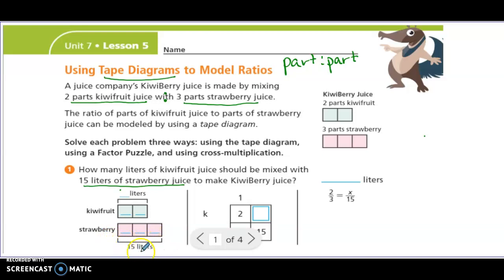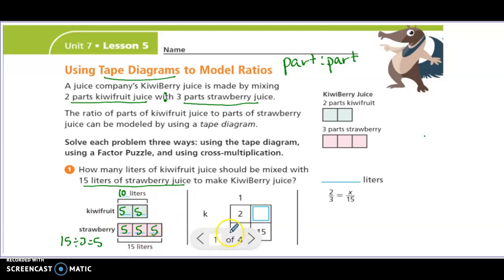So we have to take that new total of strawberry parts and divide them equally into these 3 squares. So it's just a simple division problem. 15 divided by 3 parts means there should be 5 in each part. Okay, and once you figure out that answer, that number goes in all of the parts. 5. And then to find the missing amount for kiwi fruit, you just add this whole tape diagram together, 5 plus 5. You would need 10 liters of kiwi fruit if you have 15 liters of strawberry fruit juice to keep your kiwi berry juice tasting the same.